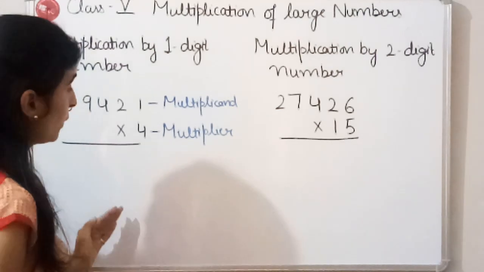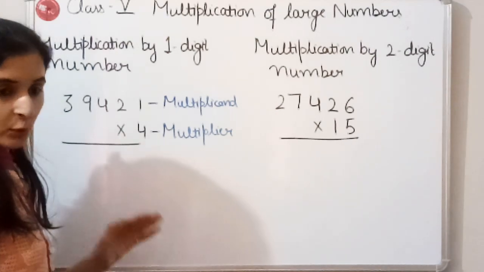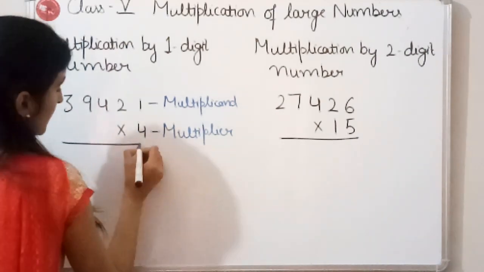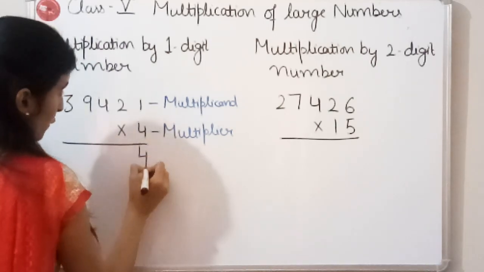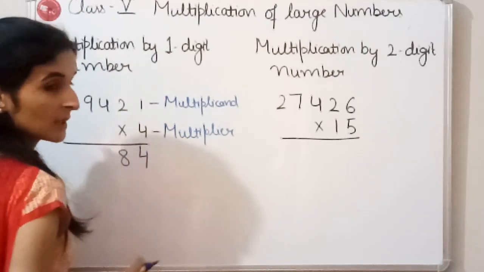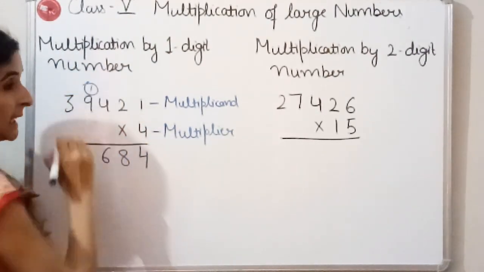Now we have to start with the multiplication, and according to the steps, firstly we have written in the columns. Now we have to start multiplying from the ones place, or you can say from the right side. Okay, so 4 ones are 4, 4 twos are 8, 4 fours are 16, then 6 will be here and 1 carry over.